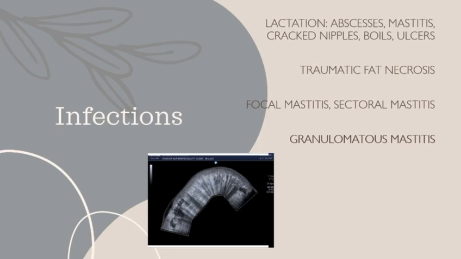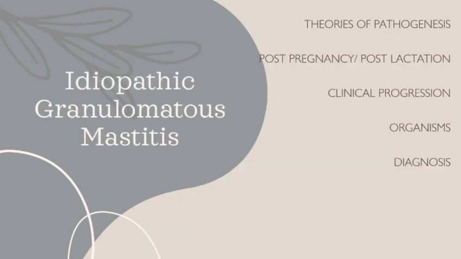There may be focal or sectoral mastitis, but the most worrying or concerning form of infection which is becoming rampant these days is granulomatous mastitis. Most of the time the cause is not known, whereas there are various theories of pathogenesis. It is commonest in young women 2 to 3 years after the end of lactation. It is a clinically progressive condition. The organisms may or may not be isolated, making the diagnosis very difficult.